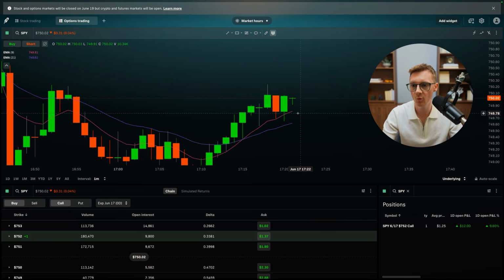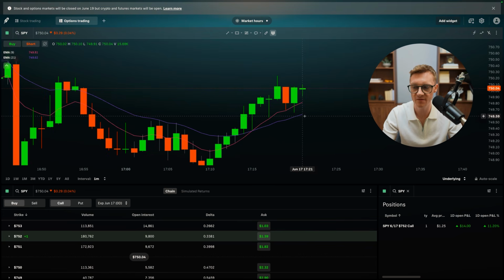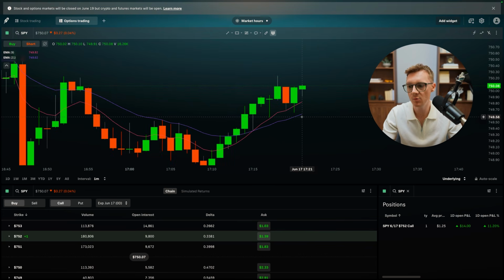And for the exit, we want to make sure we're following the same rule. We want to wait for 1 full minute candle close, in this case after the 9 moves back below the 21, and then that's going to be our exit signal. So the entry with the 1 minute rule is the same for the exit with the 1 minute rule, and that will help you avoid false exits as well. So looking good so far on the position.